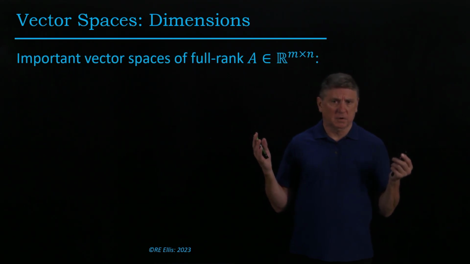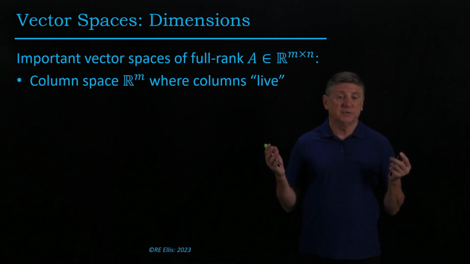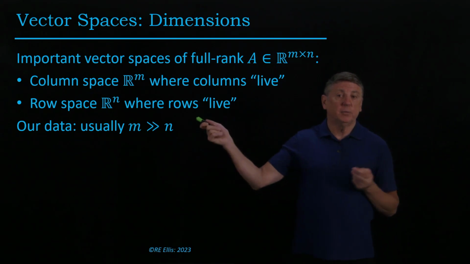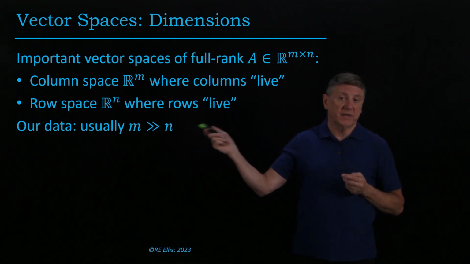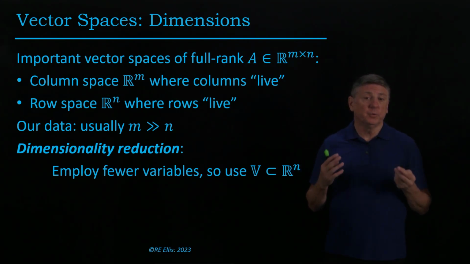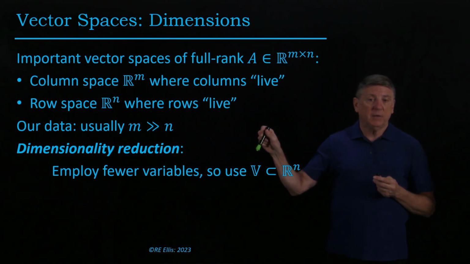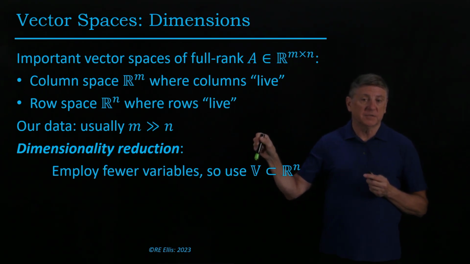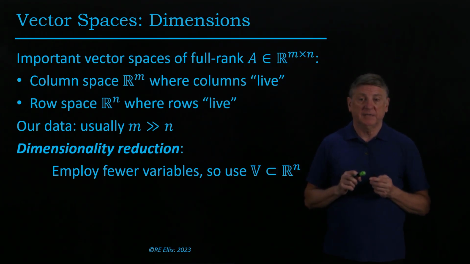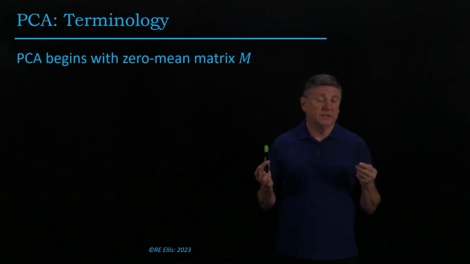Vector spaces. Let's just quickly recall the important vector spaces of a full rank matrix. So the column space is where the columns live, the row space is where rows live, and for our data we usually have many more observations than we have variables. Dimensionality reduction is the idea of employing fewer variables than were originally provided. So what that means is we want to have variables that are in a smaller space than the original variables lived in.